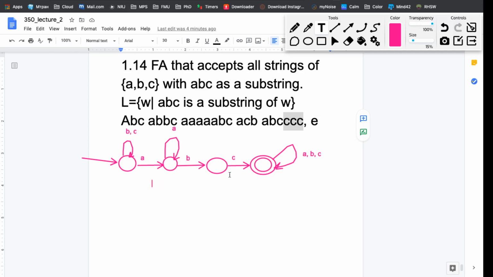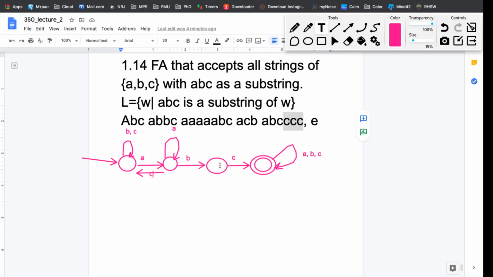Cool. Okay, now what do I do on C here? If I have A and then C, I need to kind of restart the whole pattern. So I need to come back to this state and then look for A again. Wait for A, look for A. Okay, so I'll come here.